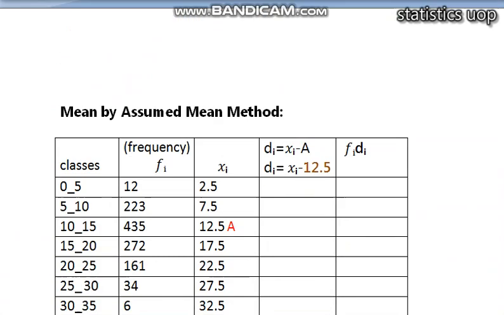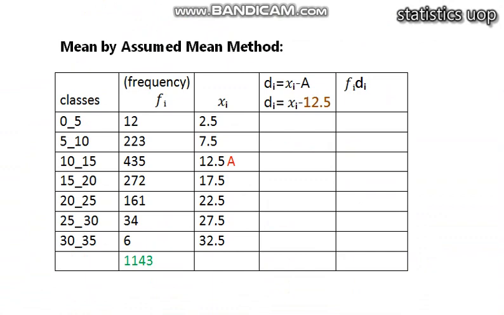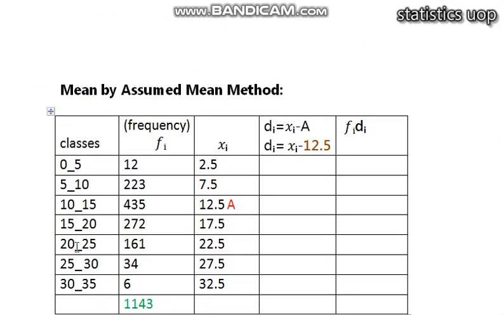Now if you want to find the mean for the same question by using the assumed mean method, you have to make 3 columns: xi, di and fidi. This one can be found very easily. This is the same thing which we found in the previous method. Only these two are different. Now how can you find the values of di? It is very simple.